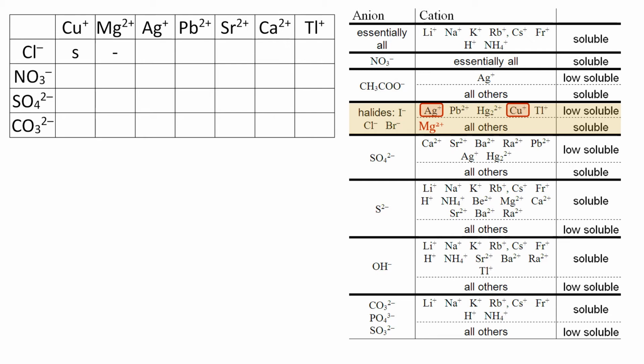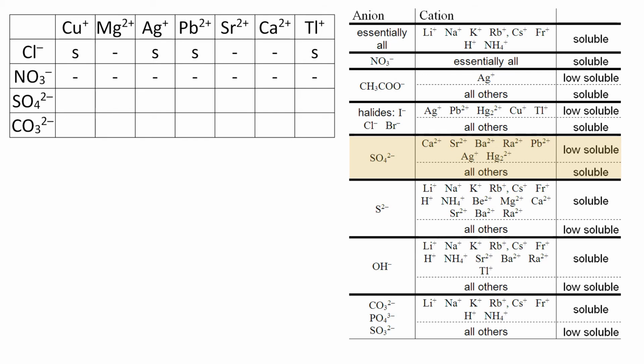Ag plus is low soluble, so it would form a solid, so I'll put a solid in the box. Pb2 plus is also low soluble, so I'll put solid in the box. Strontium is in the all others category, which is soluble, so I'll put a dash. Calcium is also soluble, and thallium, it says, is low soluble, so I'll put a solid in that box. When I look at the nitrates, it says essentially all are soluble, so I'll put dashes in all those boxes.